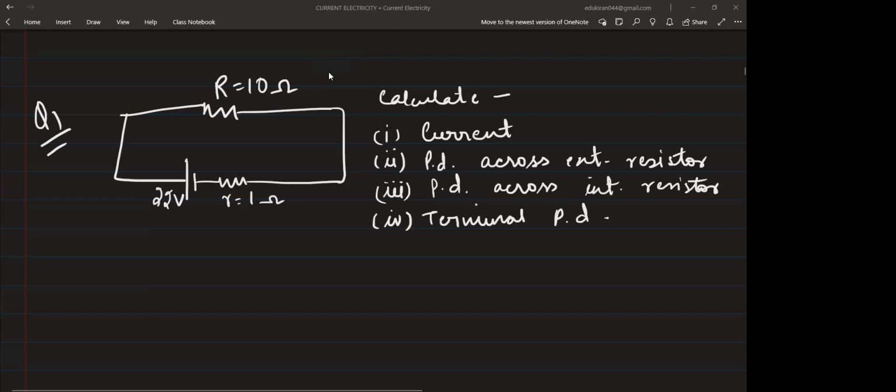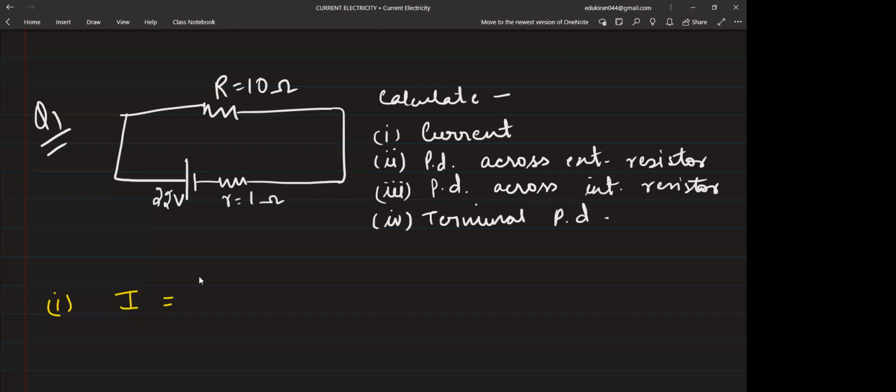Okay, ma'am, I'll tell you. See, this is the external resistor, capital R, because this is not with your battery. This is your battery, 22 volt. And this is your internal resistor. So what we have to do, we first have to find the current.